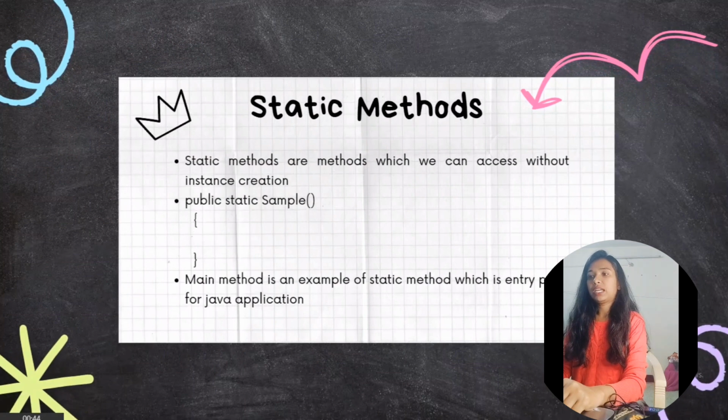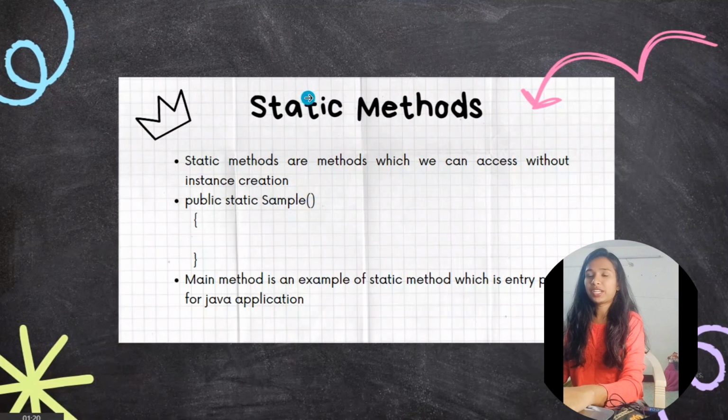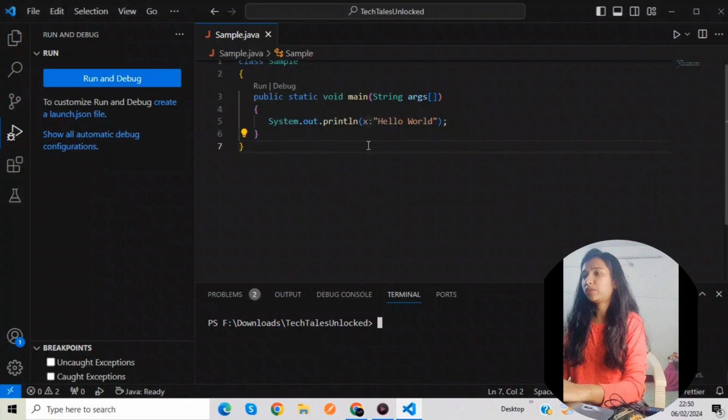Static method: these methods we can access without instance creation. What instance creation means is that you can access them without creating an object of your class. This is how you can define or declare any static method. The main method is an example of a static method, which is the entry point of your Java application. So now we will go to the editor so that we can practically perform it.